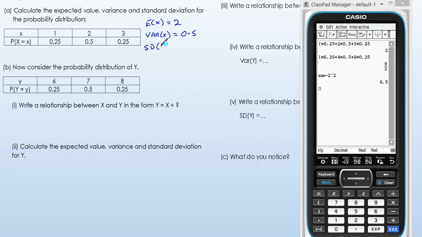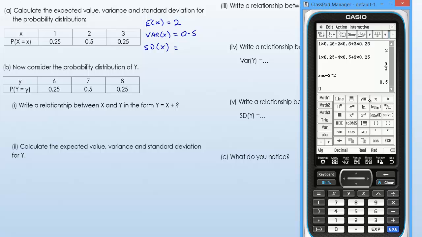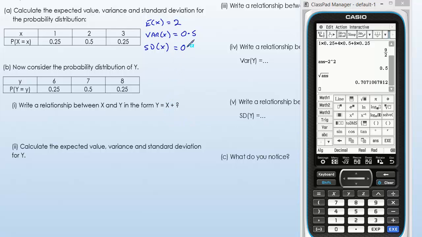and so finally SDX is the square root of the variance, so square root of the last answer, which is about 0.707. Let's give that as 0.7071 to 4 decimal places.